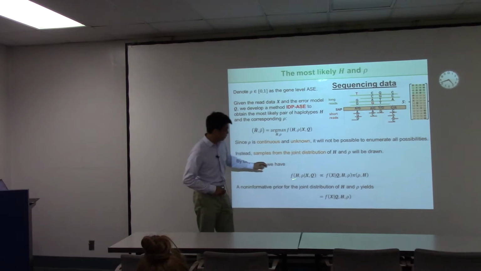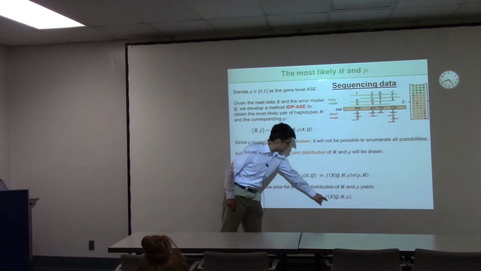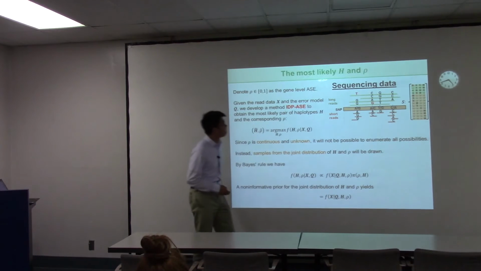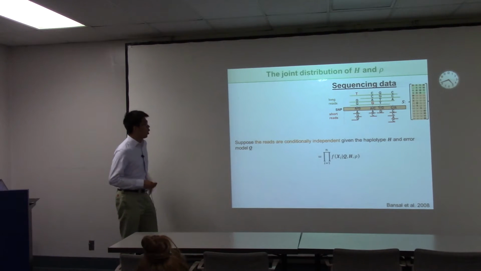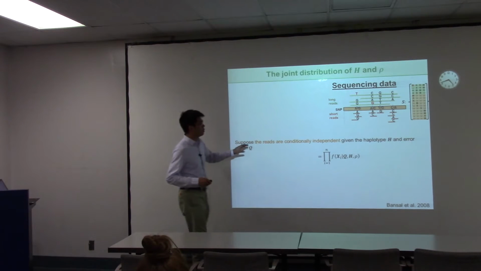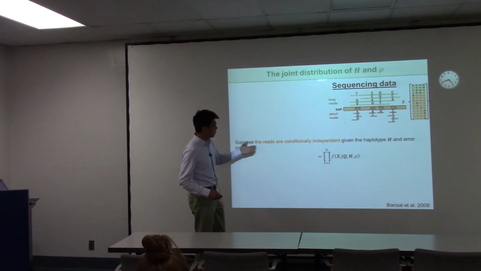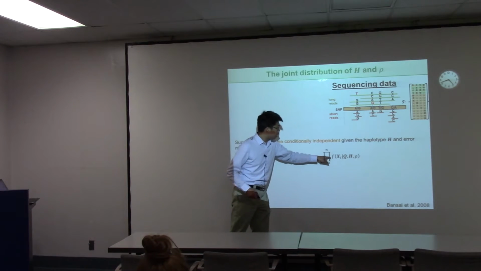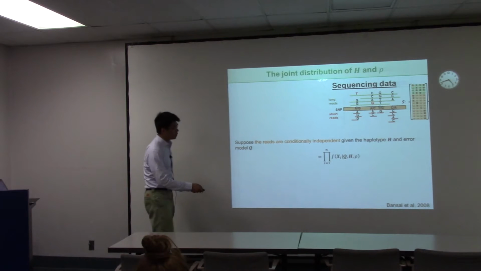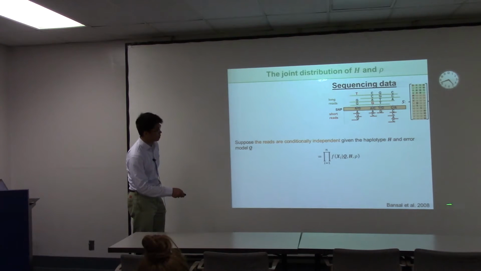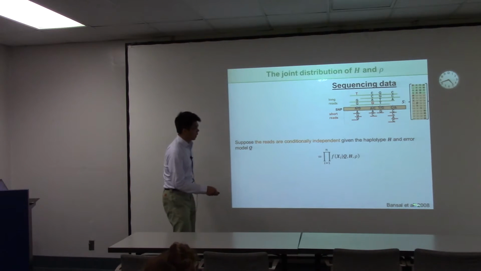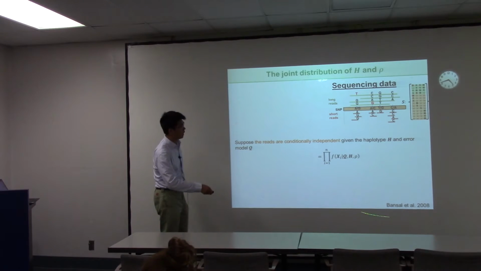So it's very simple to have the model as the likelihood of your data. Suppose all these are conditionally independent given the haplotype H and the error model Qs. Then we can simply take the product over the likelihood of all these. This was developed a couple of years ago by a group in San Diego. However, this is for DNA data.